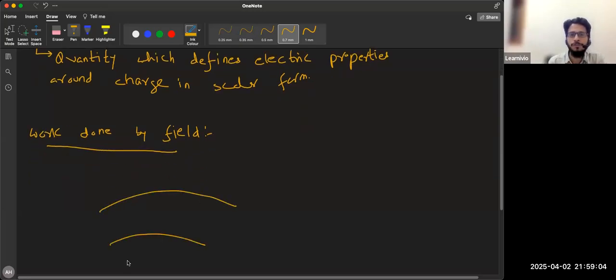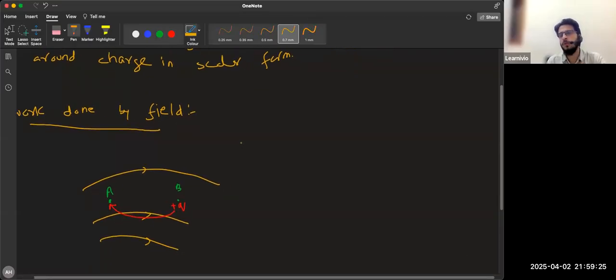So you have a field. This is some electric field. And in this field, we take 2 points. One is point A, another is point B. And you have a charge Q. You're supposed to take this charge from point B to point A. So to take this charge from B to A, you have to do some work. So we'll calculate first the work done by external force, and then we will connect that work done by external force to work done by the electric field.